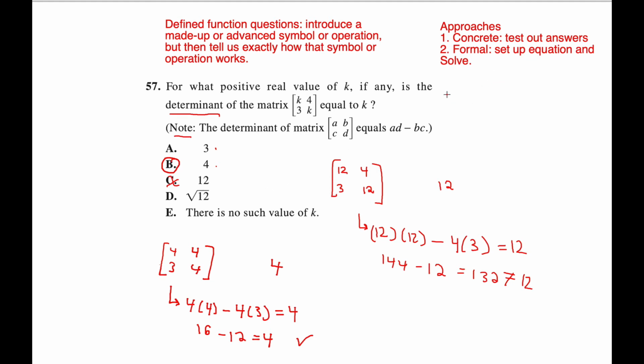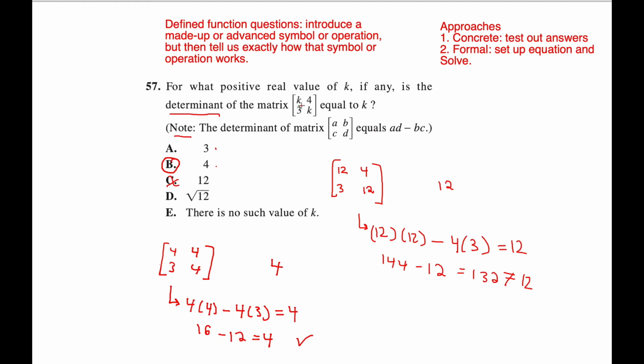For the formal way, we're essentially just going to ignore the answer choices and go ahead and set up an equation based on the variable k in the prompt. So we're just going to leave it as a variable in our equation. So the first step here is that we want the determinant of this matrix to equal k. And we're told that the determinant is equal to this expression. So we'll just write that expression as our first step.